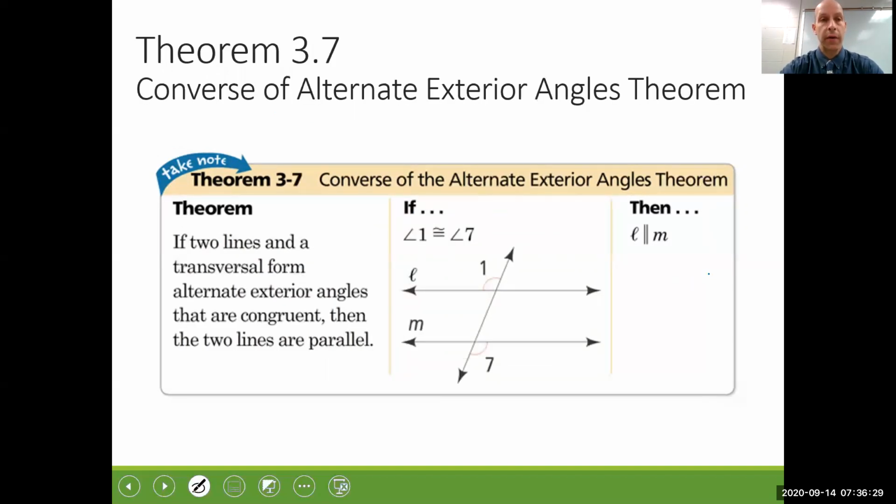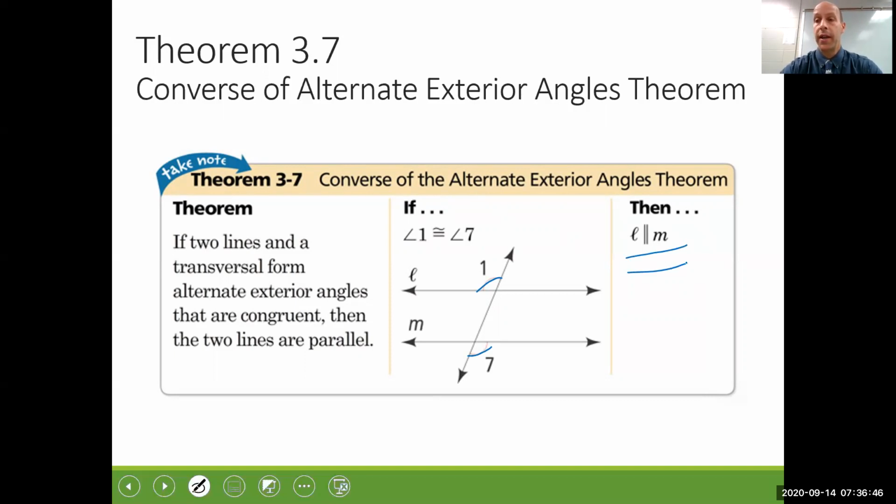And our final theorem for the day is the converse of the alternate exterior angle theorem, which says that if two lines and a transversal form alternate exterior angles that are congruent, then the lines are parallel. So if angles 1 and 7 are congruent, then the lines are parallel.